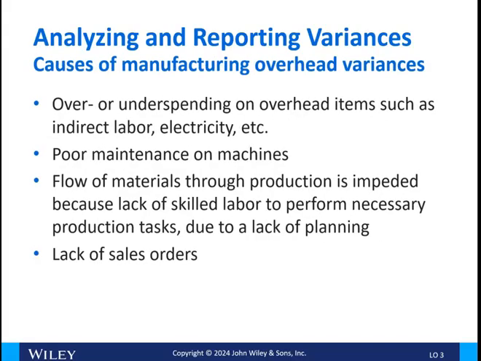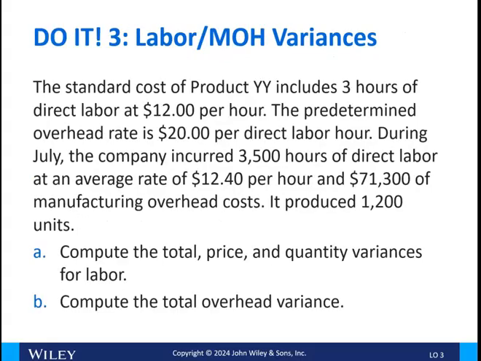Some causes: over or underspending on overhead items such as indirect labor, electricity, etc. Poor maintenance on machines. Flow of materials through production is impeded because of lack of skilled labor to perform necessary production tasks due to lack of planning, lack of sales orders. So those all could be causes of having overhead variances.